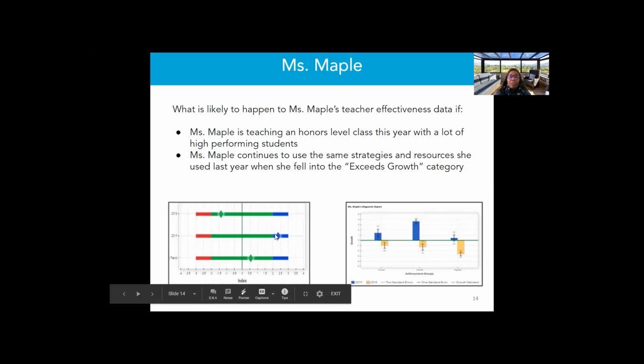So if she continues to do the same thing, this exceeds growth, and we're just making a projection really, will possibly fall backwards into meets. We're not saying that it's going to drop all the way back into the red, but it might go back into the meets growth because she's really not making too many changes in her instruction to meet the needs of this group. Let's talk about Mr.